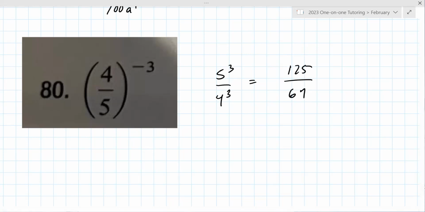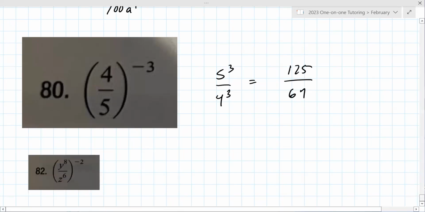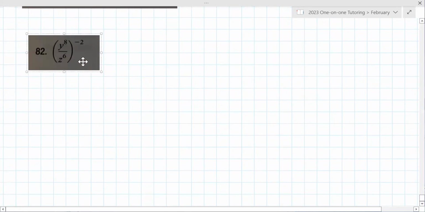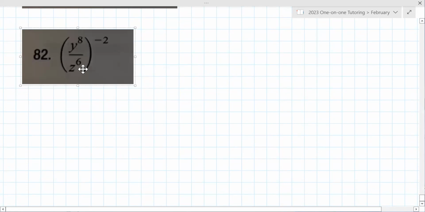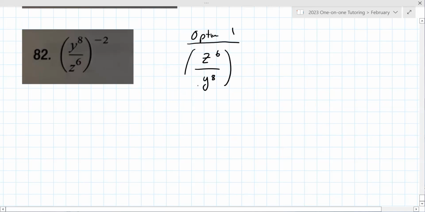All right, so 82, I'm going to show you 2 different ways to do 82. If your teacher hasn't said this to you, you get multiple paths on almost all these problems. Okay, so here's option 1. I don't like the negative exponent, so I'm going to deal with that first. That means we're going to flip what's inside, z to the 6th, y to the 8th, to the power of 2.